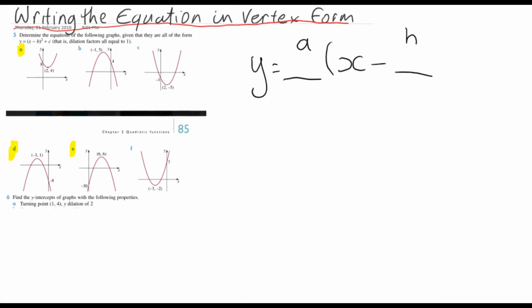Then we add our y value of that vertex to the end. So a is our dilation factor, but h is the x value of our vertex, and c is the y value of our vertex. So what I'm going to do is, from question A, write them straight in.